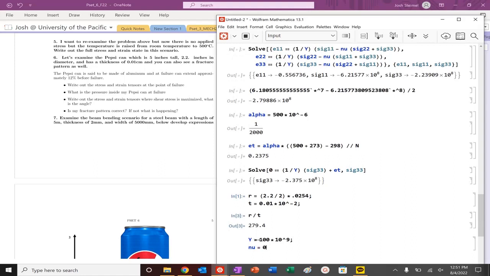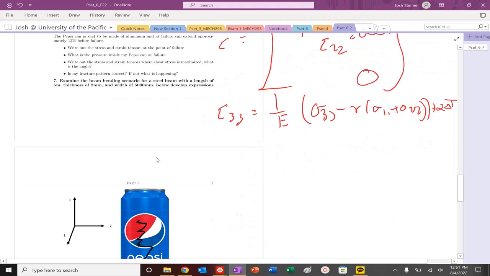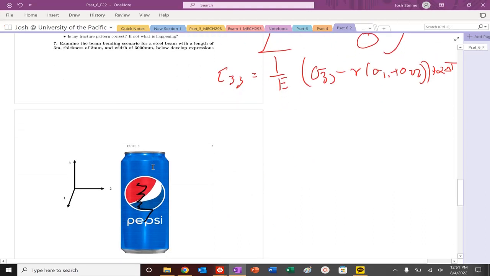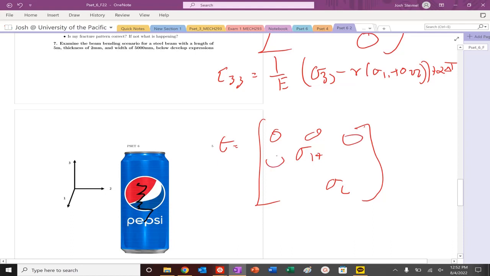I know my nu is equal to 0.3. And failure can extend approximately 12% before failure. So once I know I have a thin wall pressure vessel, looking at this problem, I can make the thin wall pressure vessel assumption. So my stress tensor will just have hoop and longitudinal. My longitudinal is aligned in the 3-3 direction, my hoop is in the 2-2 direction, and I ignore everything else.